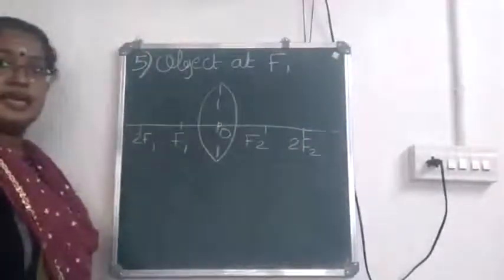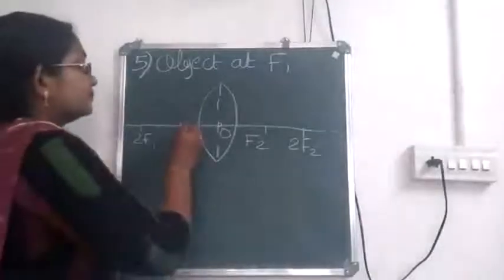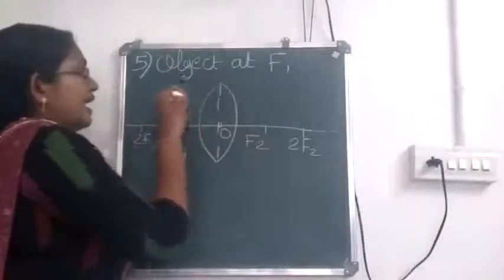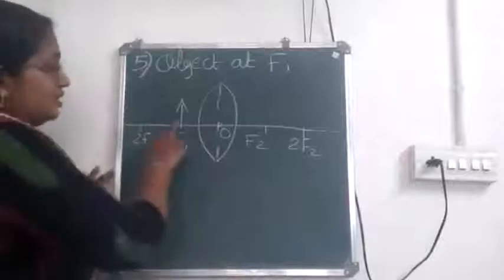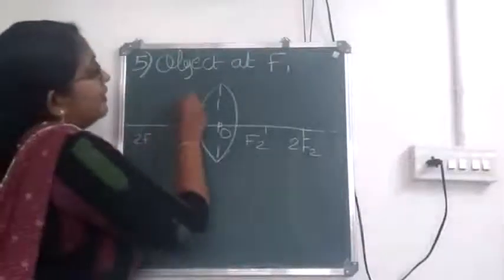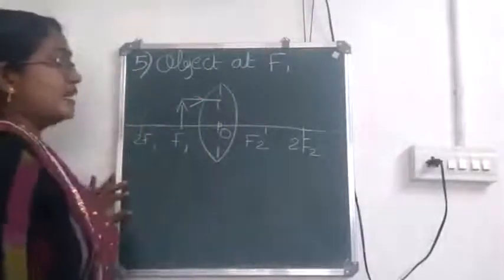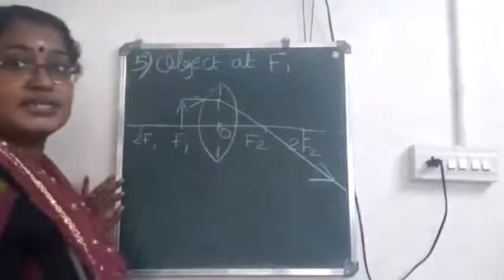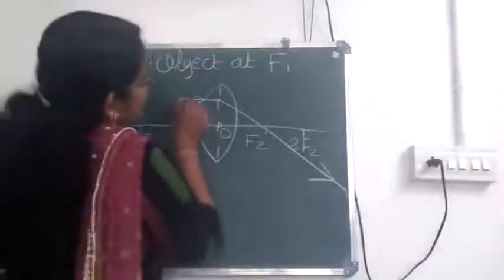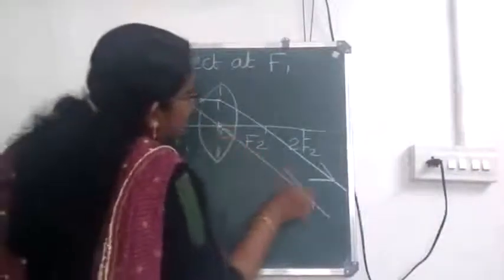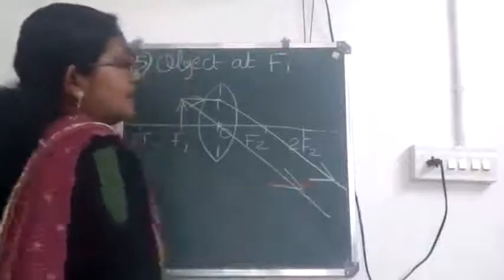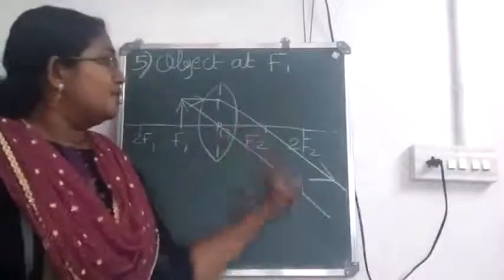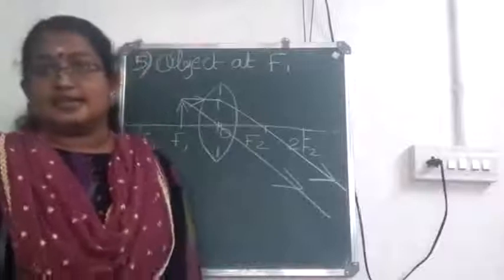So in this case, we are keeping the object at F1. So I have kept the object at F1. First ray parallel to the principal axis. After refraction, it moves through the second focal point. Second ray through the optic center. It moves undeviated. So we will be drawing the two rays like this.